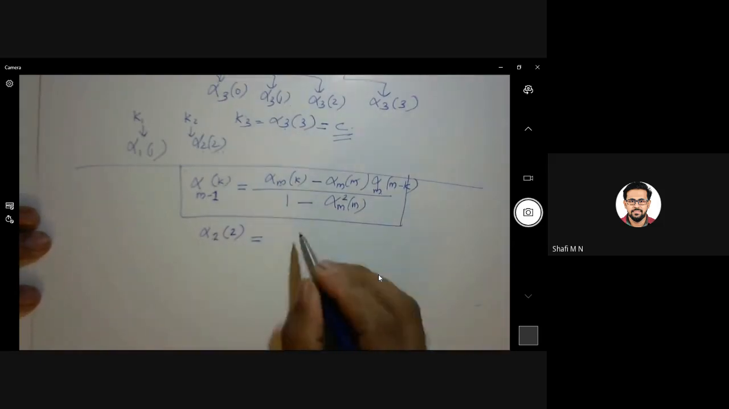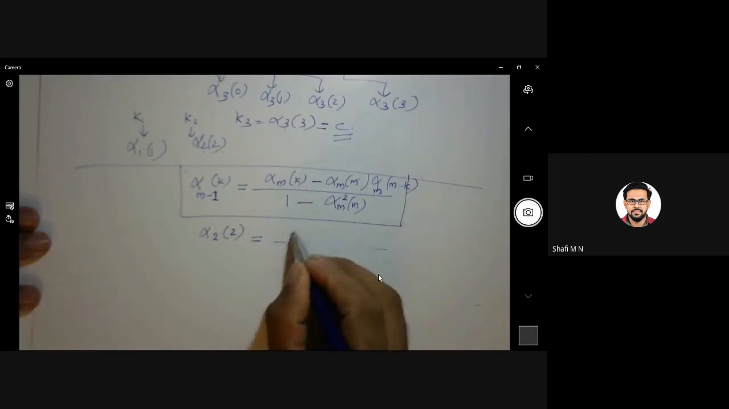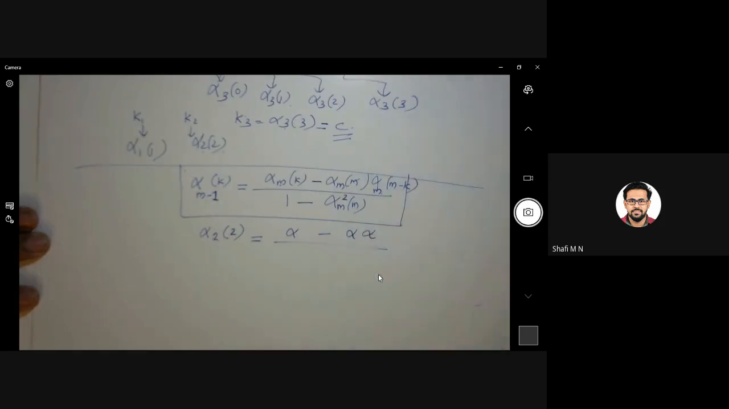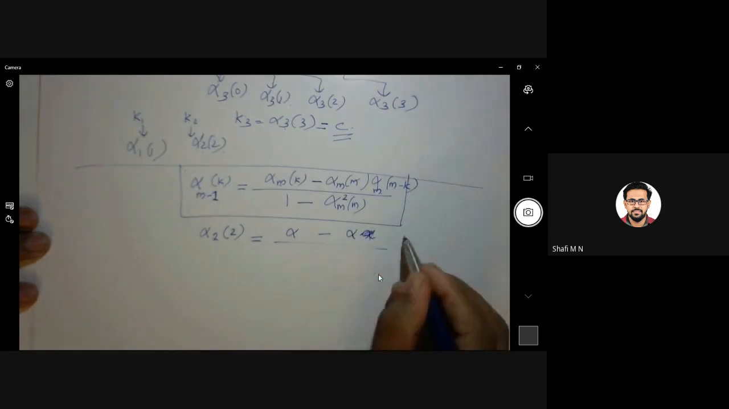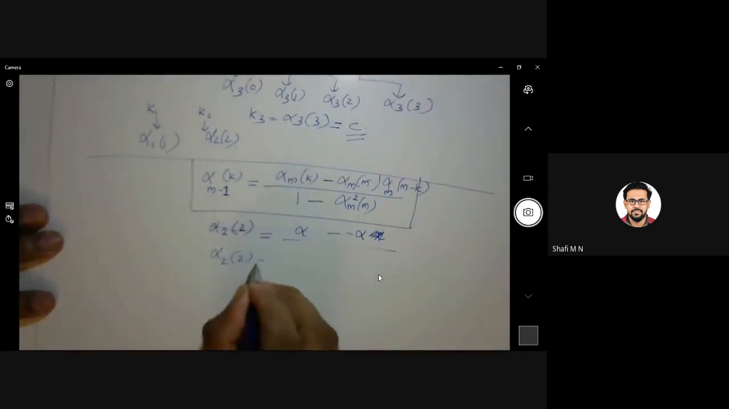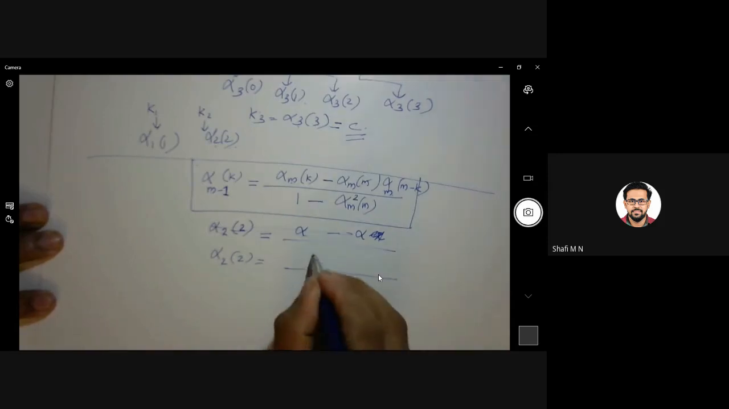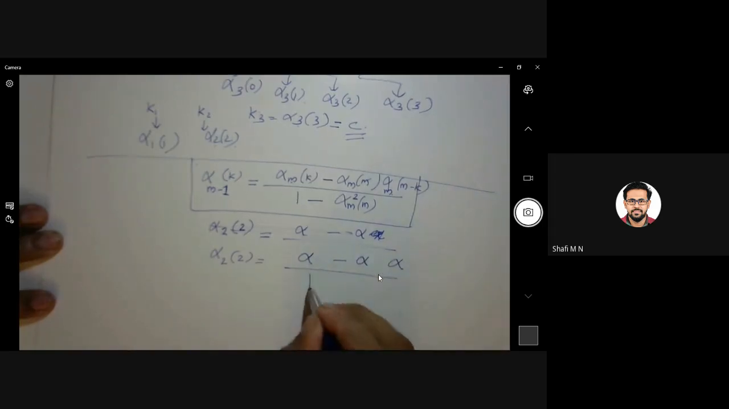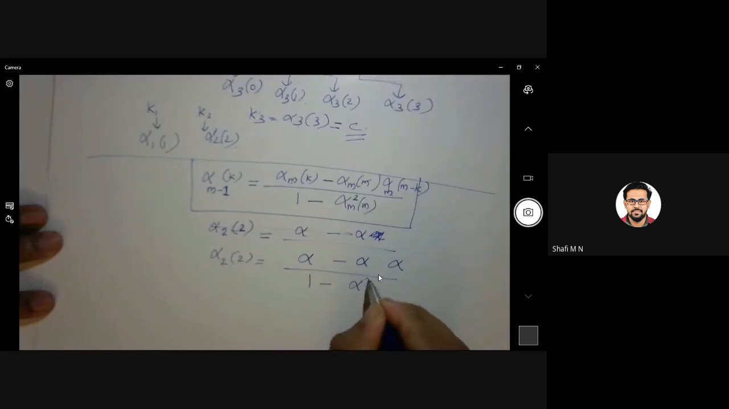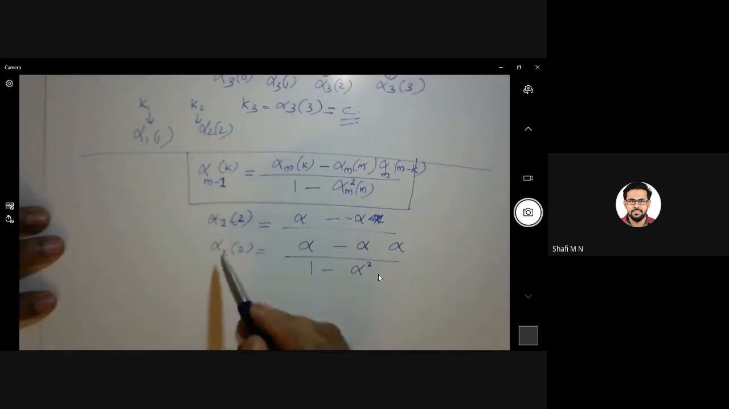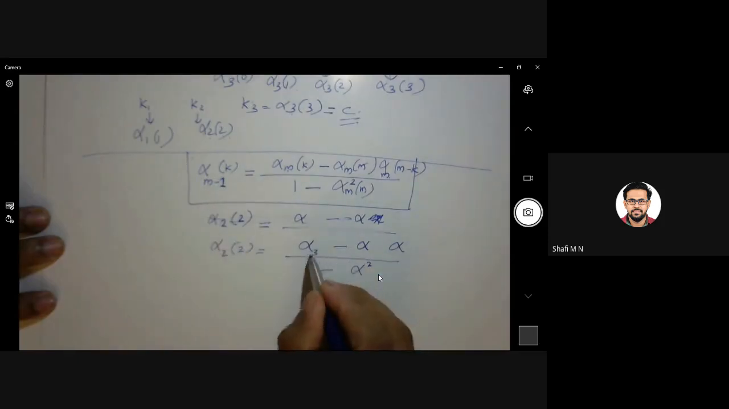But for 2, this is our format. Here there is an alpha, minus 2 alpha over here. Alpha 2 of 2 is what we need. In this format, the numerator will have 1, alpha, minus another alpha into another alpha. The denominator is 1 minus alpha square. We can fill that in. See, this is m minus 1, this is 2. It will completely shift to 3. All the index will shift to 3.